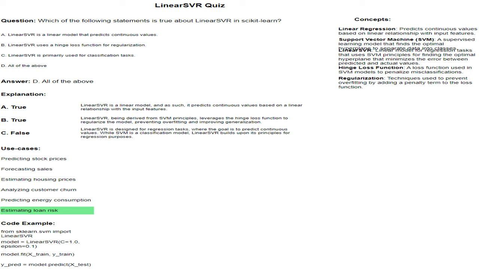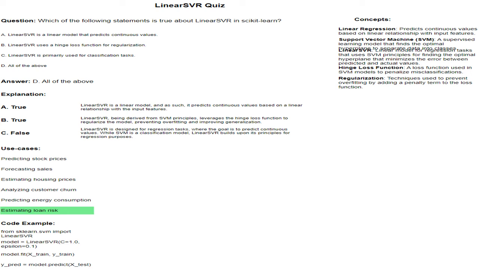2,000, 1, 3, 300,000. 1,500, 2, 2, 250,000. 2,500, 1, 4, 400,000. 1,800, 2, 3, 350,000. Using linear SVR, you train a model with this data.